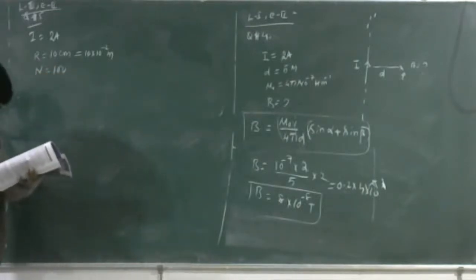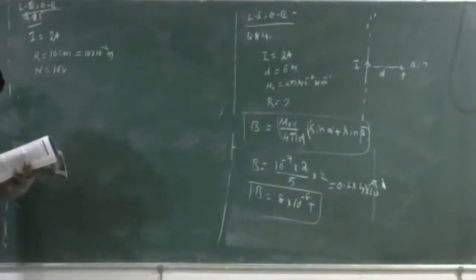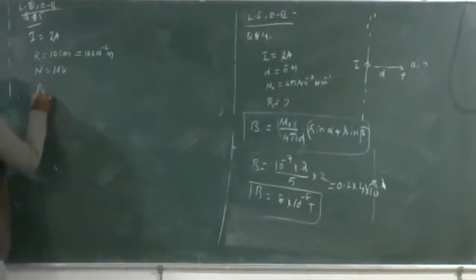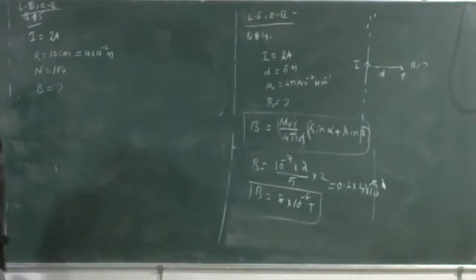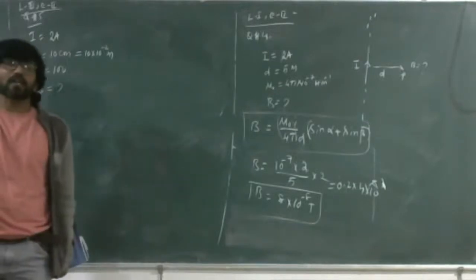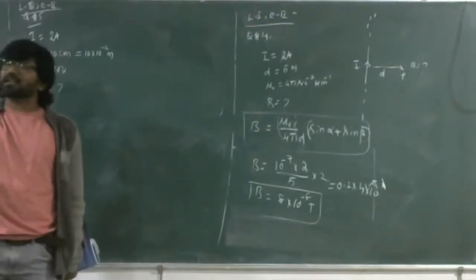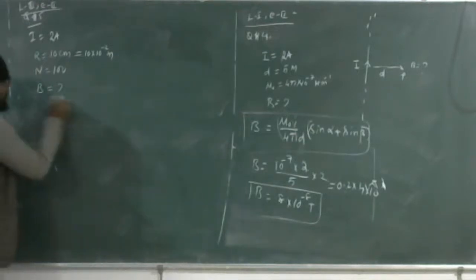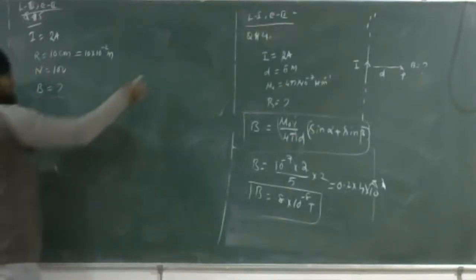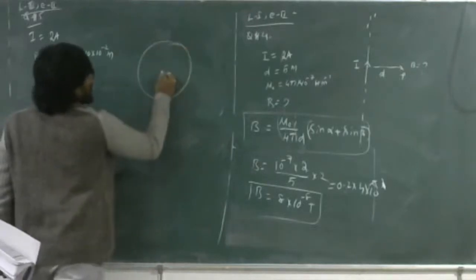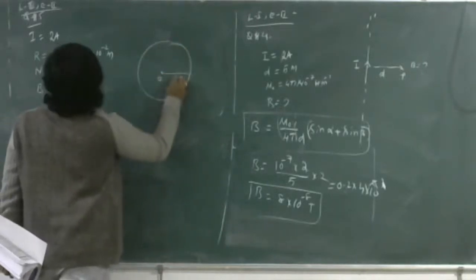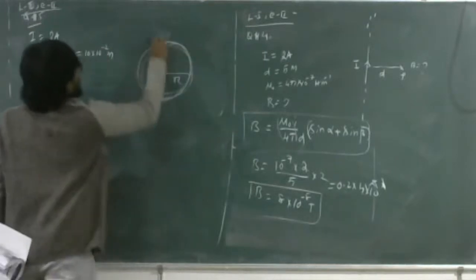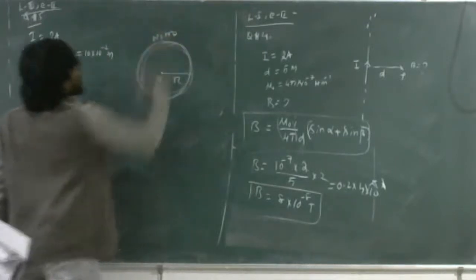Then the magnetic flux density at the center of the coil. Magnetic flux density is nothing but magnetic field. Magnetic flux density, magnetic field intensity, and magnetic field strength are all the same. So what is the magnetic field at the center of the circle? We have a circular coil, center O, radius capital R. It is having N number of turns. N is equal to 100.